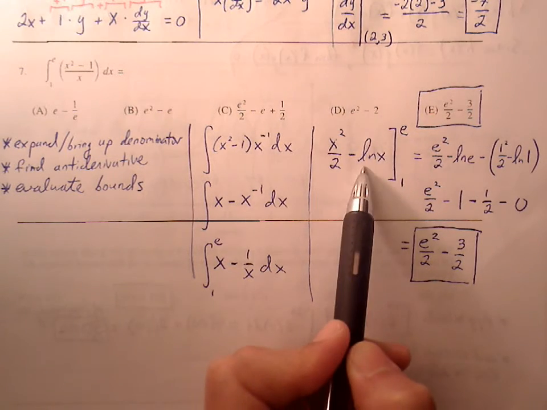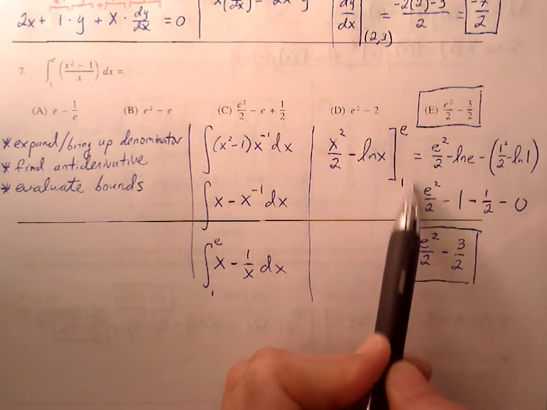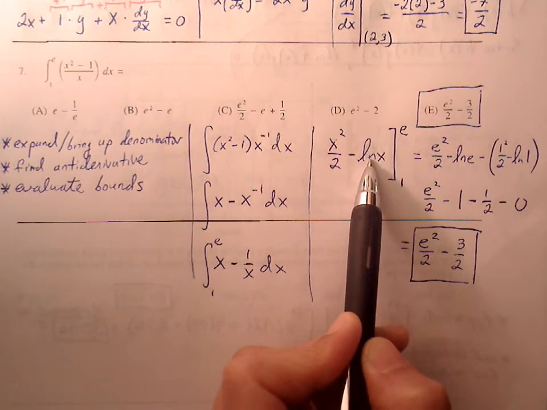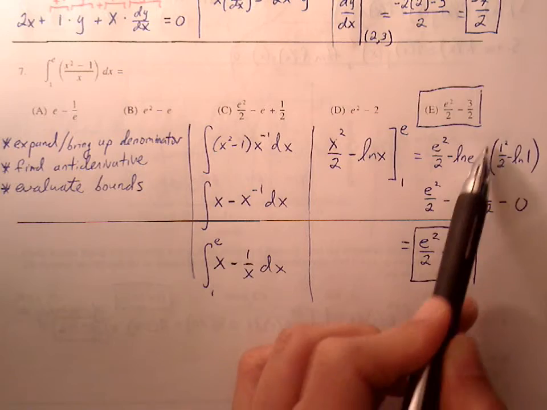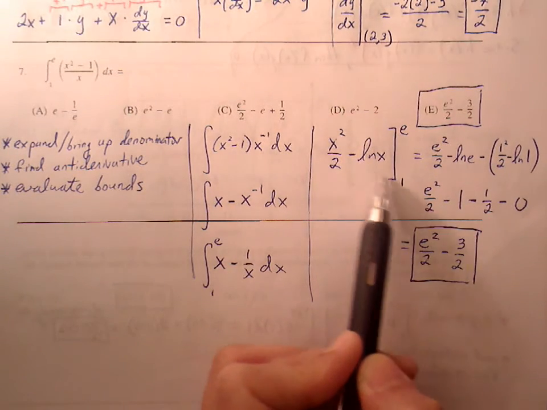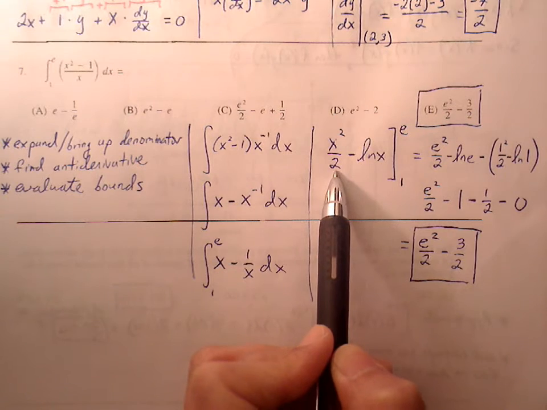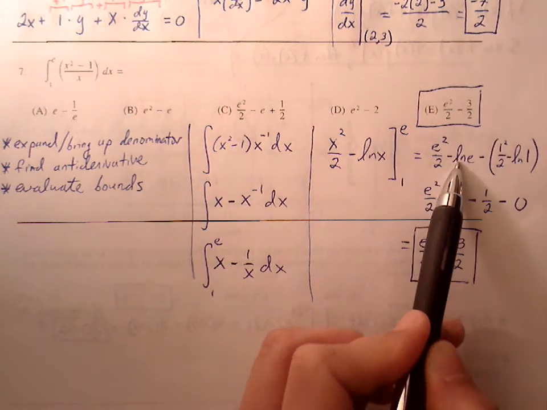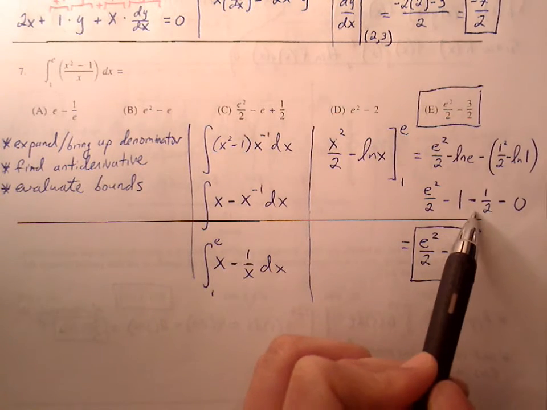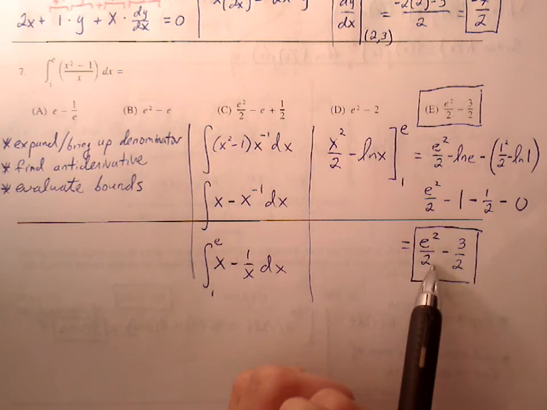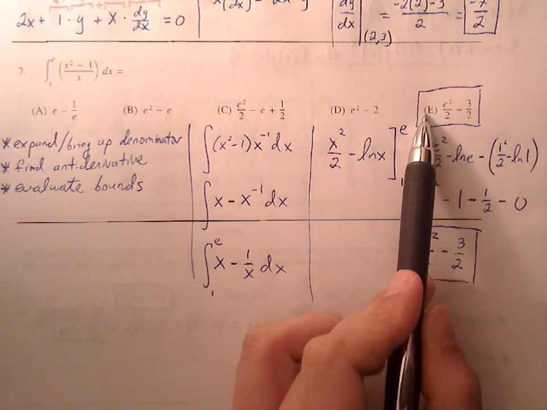Once we have the antiderivative, now we can work in the bounds. So upper bound gets plugged in first. We get e squared over 2 minus natural log of e, minus big parentheses, and then we plug in the lower bound. 1 plugs in for x, we get 1/2 minus natural log of 1. So we get e squared over 2 minus, now natural log of e is 1, minus 1/2 minus 0. E squared minus 1 minus 1/2 is the same thing as e squared over 2 minus 3/2. Answer choice E.